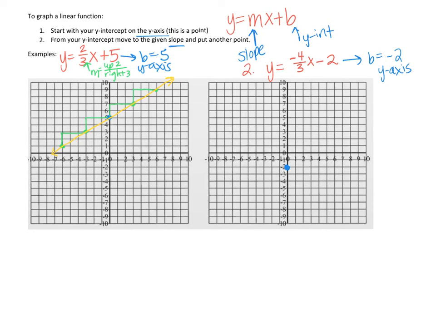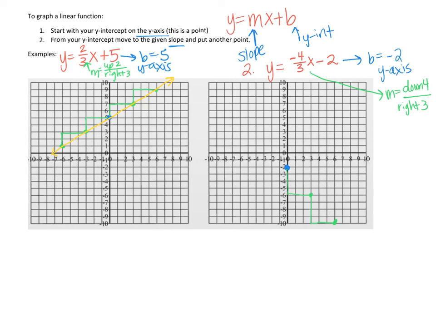Then my slope says since it's negative, it's going to go down 4, always to the right. So right 3. Okay, so from this point, I'm going to go down 4, right 3, down 4, right 3.